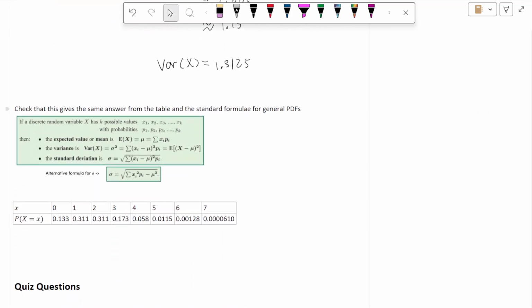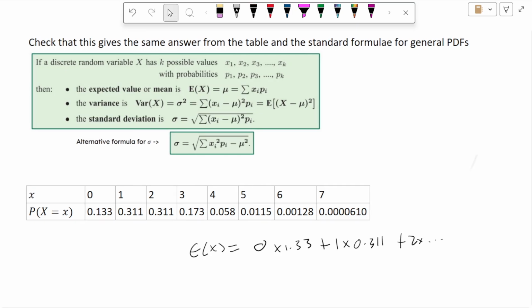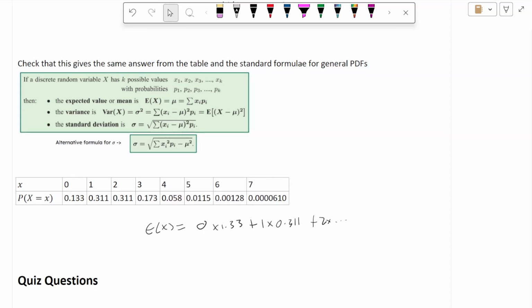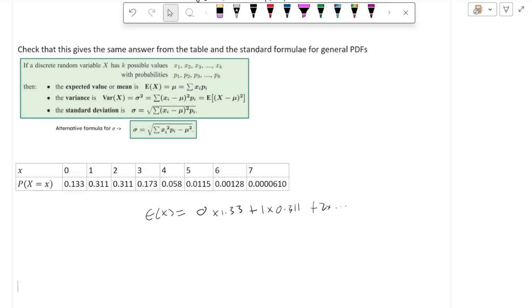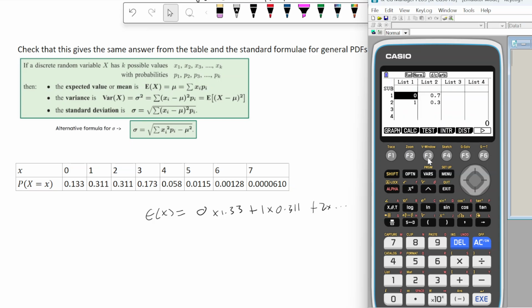Okay, let's check this gives the same answer as if we did the table, with the same general formula for PDFs. I'm not going to do the formula by hand, but if you did want the mean, you could do 0 times 1.33 plus 1 times 0.311 plus 2 times, and keep going on there. We are not going to do that. This is the table that we got from the last video, by the way. What I will do is enter this as list 1 and list 2 on the calculator, and we'll see if it gives us the same mean and standard deviation.